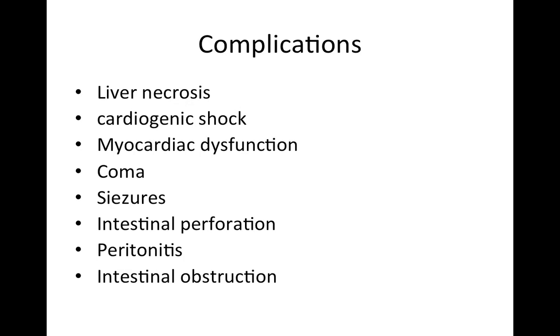A note on the complications: liver necrosis, cardiogenic shock, myocardial dysfunction, coma, seizures, intestinal perforation and peritonitis, and intestinal obstruction. These are some of the complications of iron toxicity.